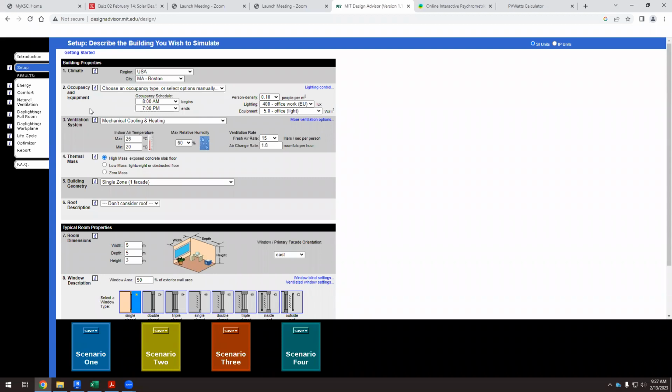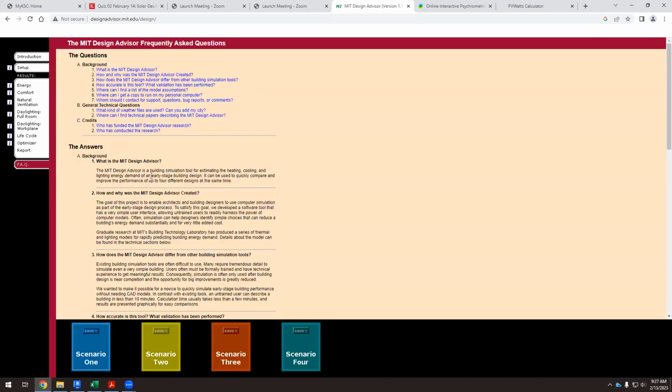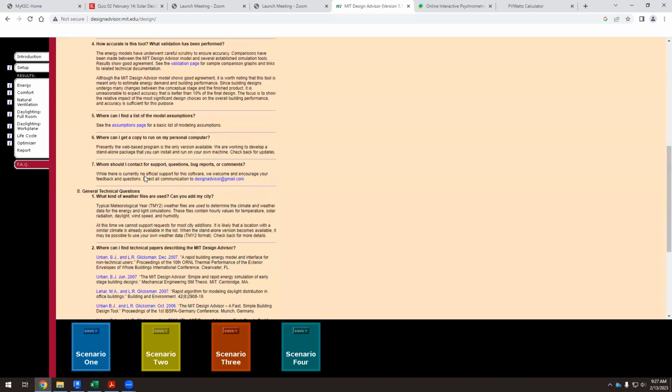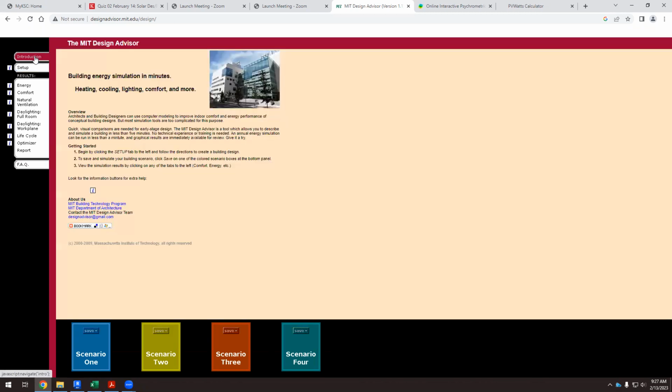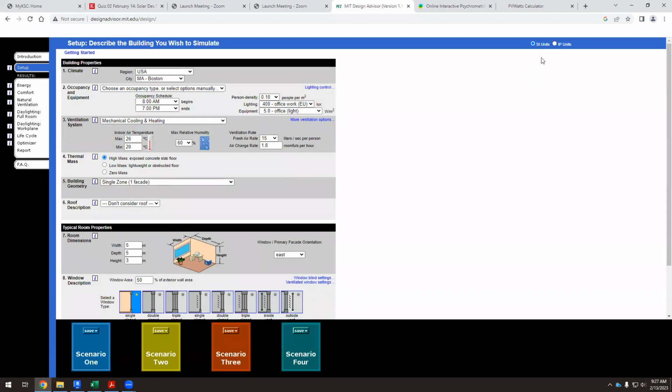So here we have questions and answers. Where can I find the list of the model assumptions? We can research the source. Here we have the instructions, but we can't change the units. Let's look at the introduction. Top right. Oh, IP units. Good. Perfect. So yes, I changed this, but does it work?